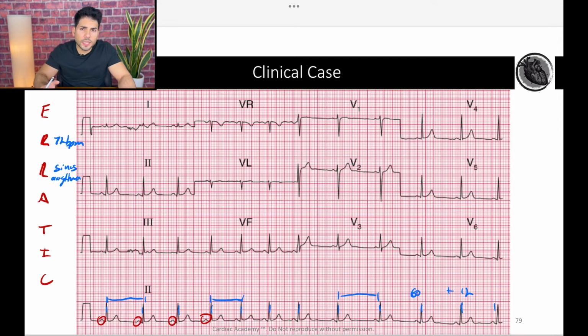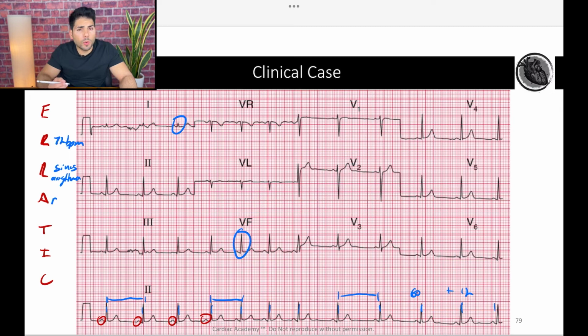And for completeness' sake, let's just follow through the whole mnemonic. A is for axis, and I know we haven't discussed how to check for axis. We're going to be doing so in a next video, but the most important thing at this point to remember is that we want, in lead 1, the QRS to be positive, meaning having an R wave, and on AVF we also want an R wave, a positive deflection. If they're both positive, that's a normal axis. So in this case, normal.